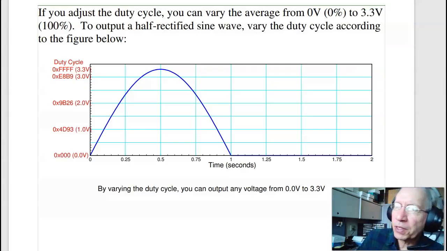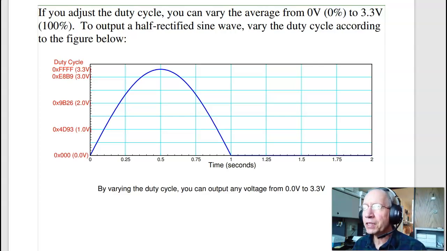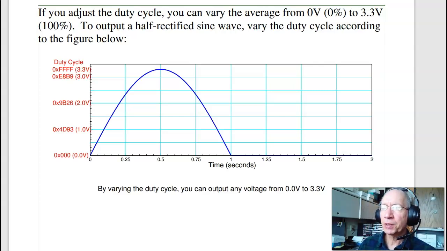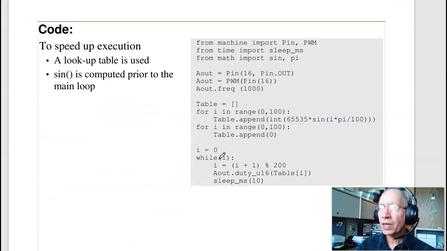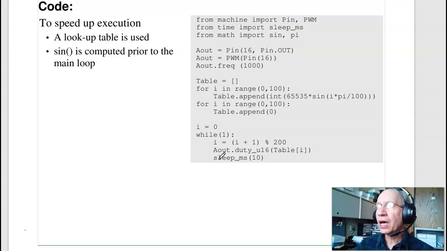So next, rather than outputting a DC signal, let's output a waveform. Just for fun, let's make it a half rectified sine wave. It's going to go from 0 to 3.3 volts, back down to 0. Let's do that using PWM. Now there's a couple ways of doing that. I could use the sine function from the math library, calculate that on the fly. That's a little bit slow, so what I'm going to do is use a lookup table.